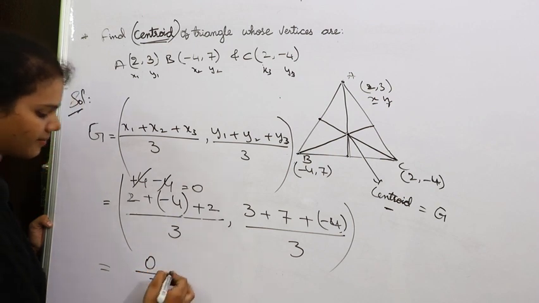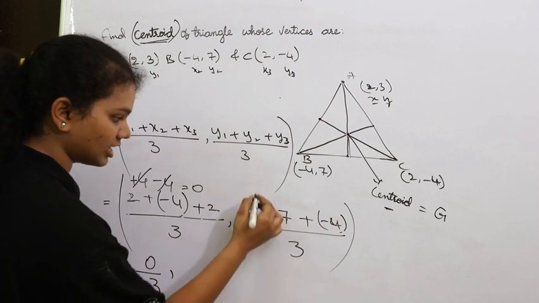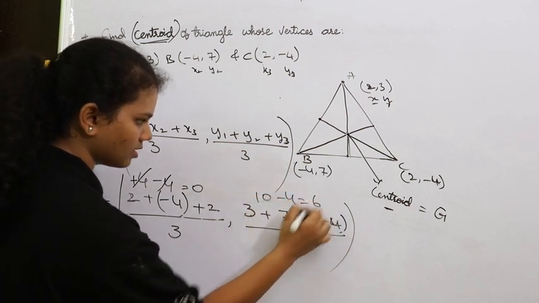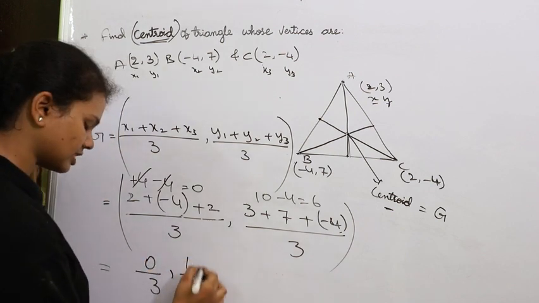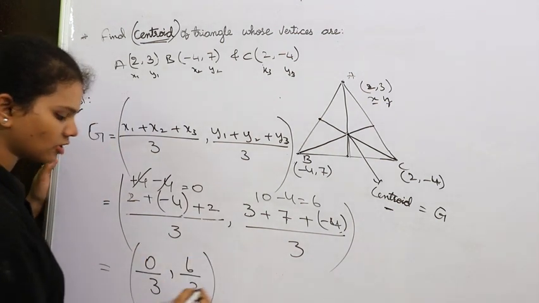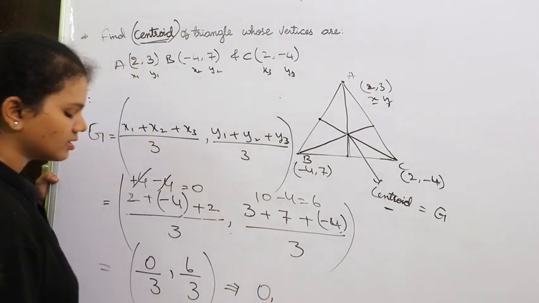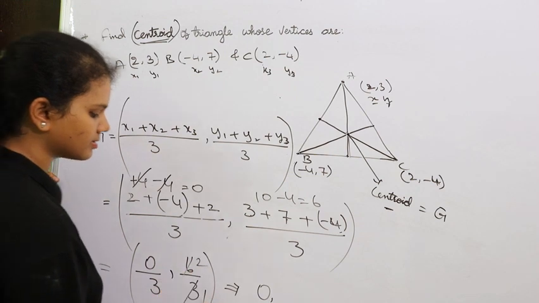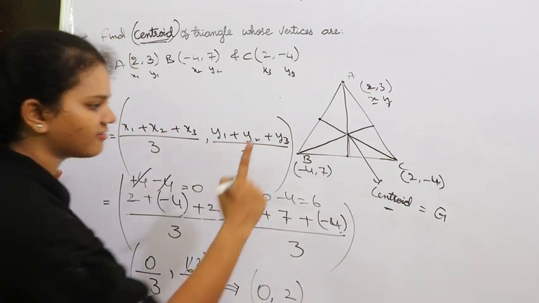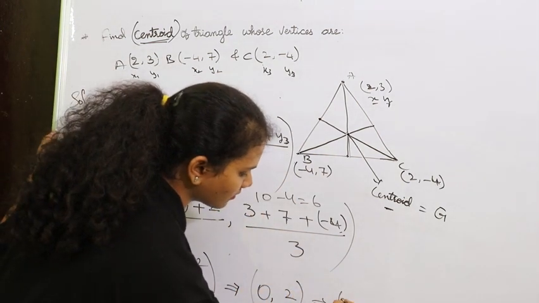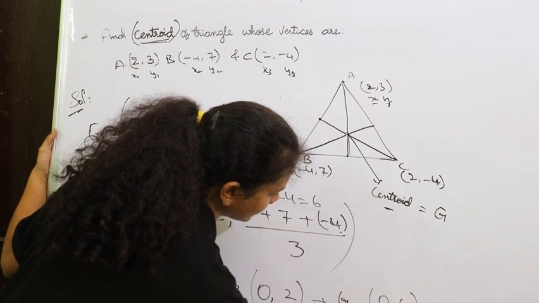0 by 3, comma. Here you have 3 plus 7, how much? 10. 10 minus 4, 6, right? So 6 upon 3, or 6 by 3. 0 by 3 is always 0, comma. 6 by 3 is 2. This becomes 0, 2. So therefore the centroid, or else I can say G, is equal to 0, 2. So let this be the x and this be the y value.